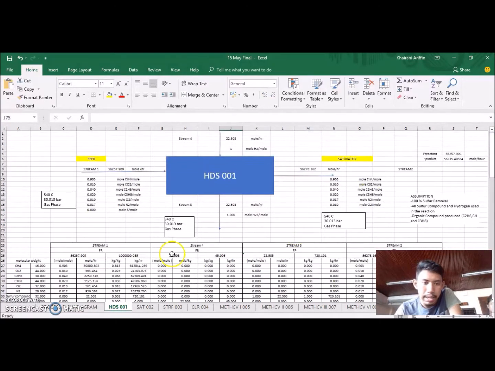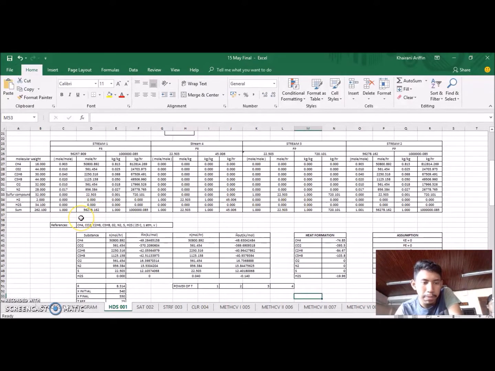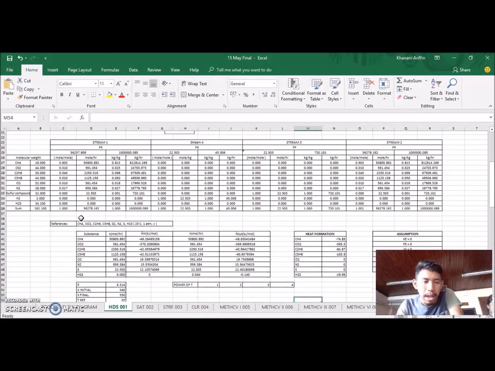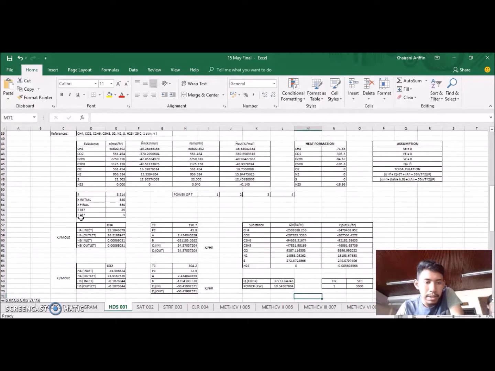So this is the material balance for last sem, and we know that the inlet temperature is 540 and the temperature for each stream is the same. So for the energy balance, we choose CH4, CO2, C2H6, C3H8, O2, N2, sulfur and hydrosulfide at vapor phase and at condition of 25 degrees Celsius and 1 atm. So we can see that the calculations for each enthalpy is shown here.